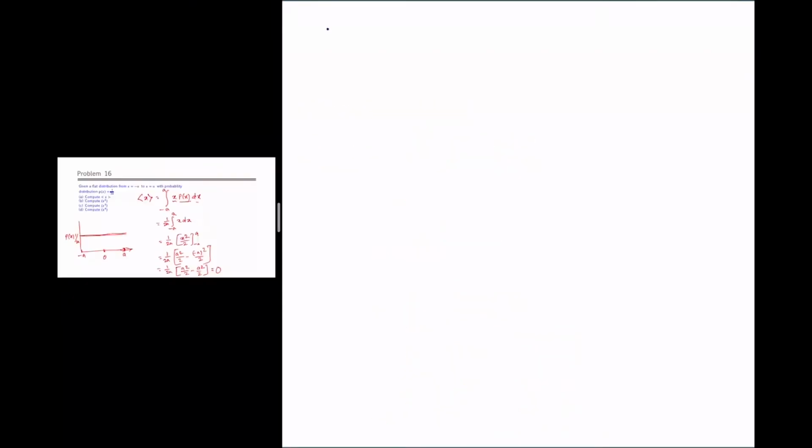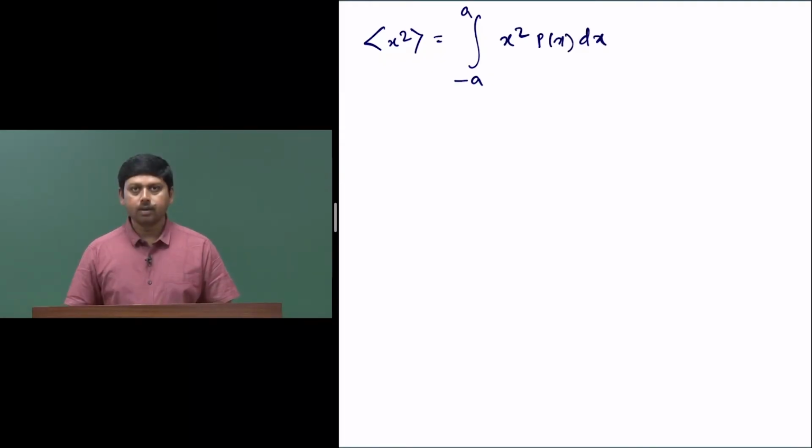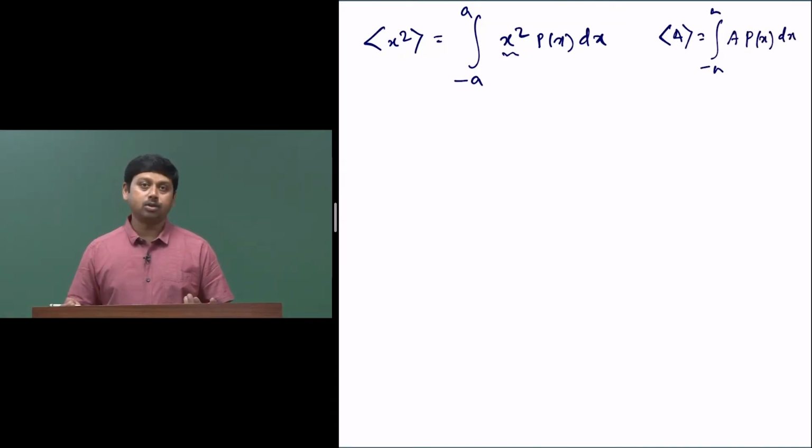Now I am going to do the x square average. The x square average is not the x average squared, that would be wrong. So, it is the integral from minus a to a of x square, then p x and dx. You see, I just replaced x by x square. Imagine I am going to take an average of some quantity a, for which the probability is p x. So, it will be a p x dx. Now, a can be x or x square or x cube, it does not matter.